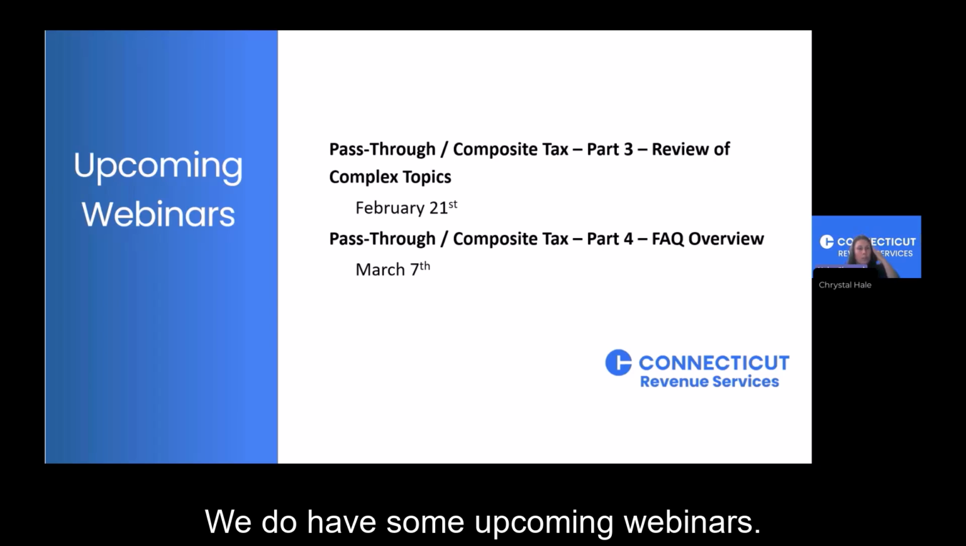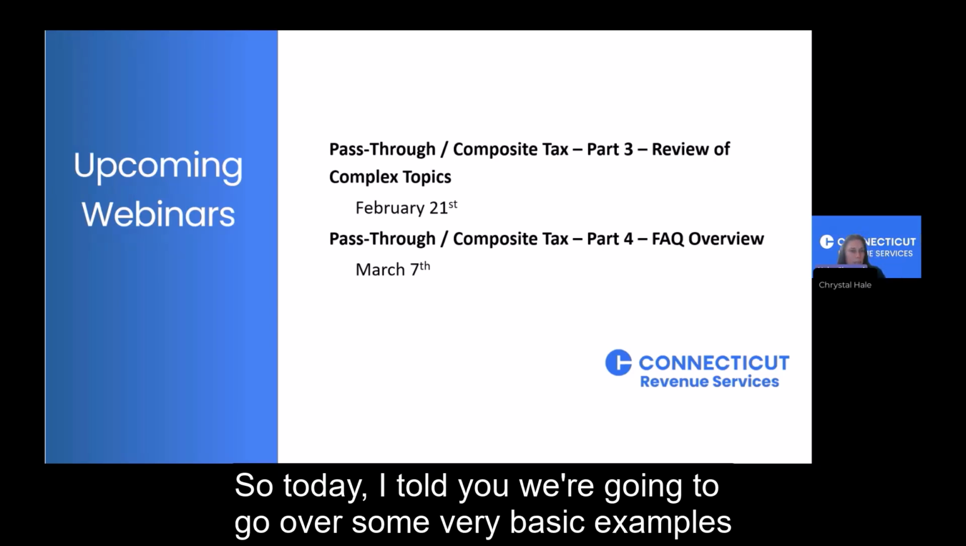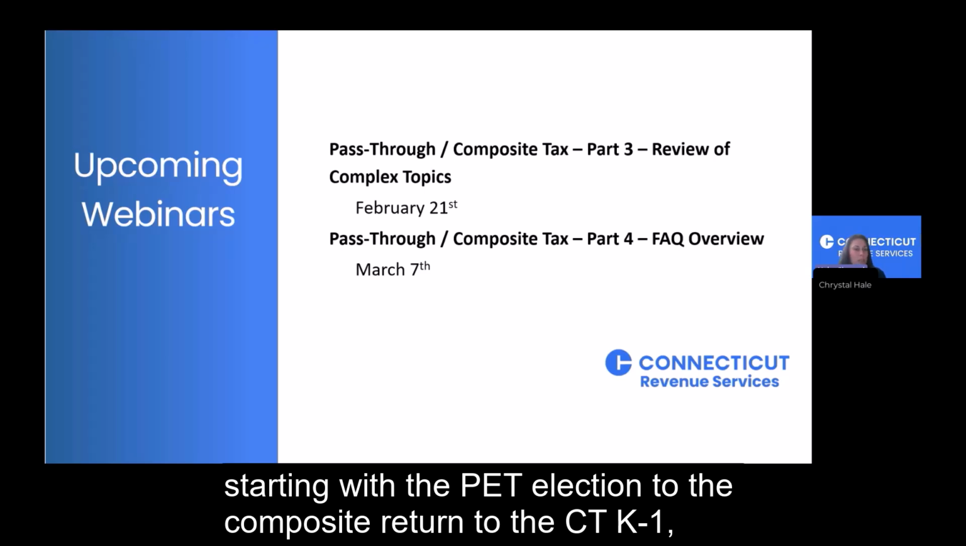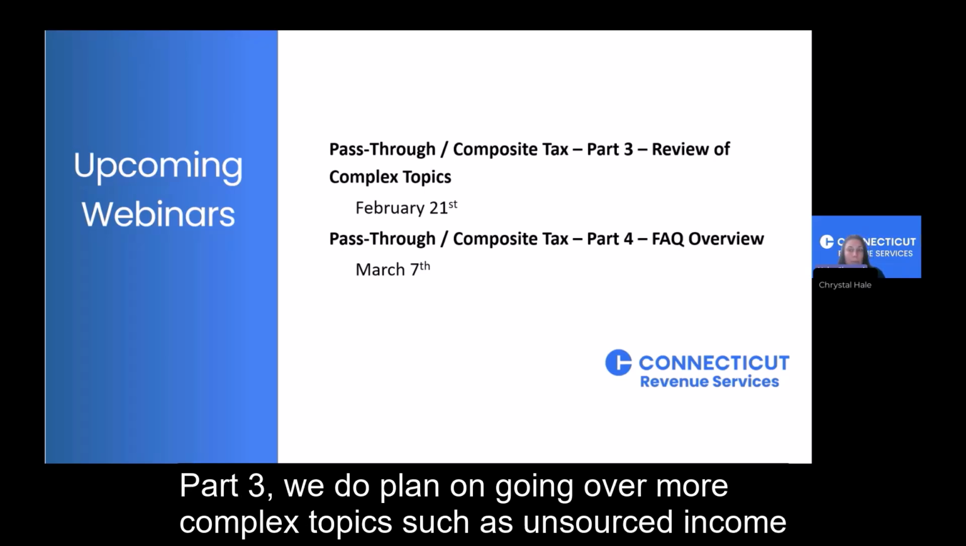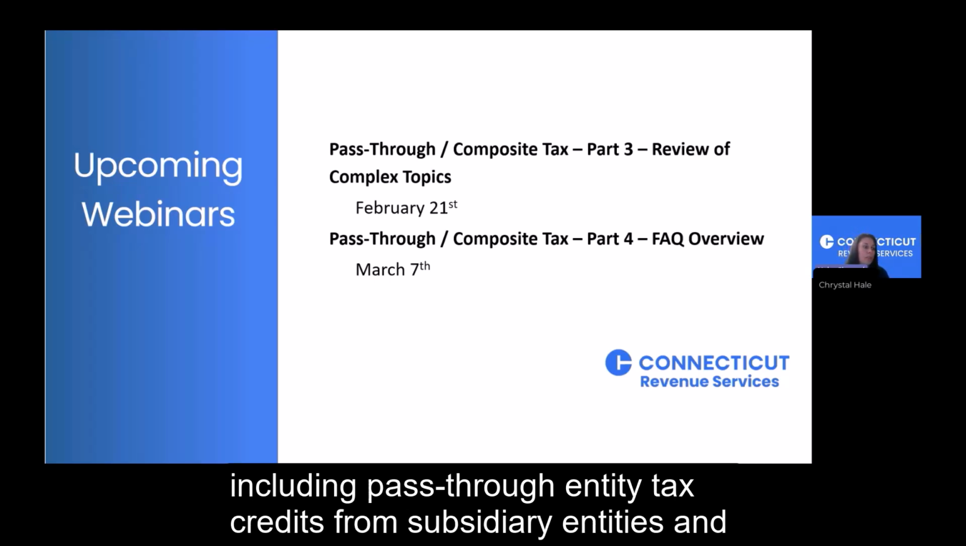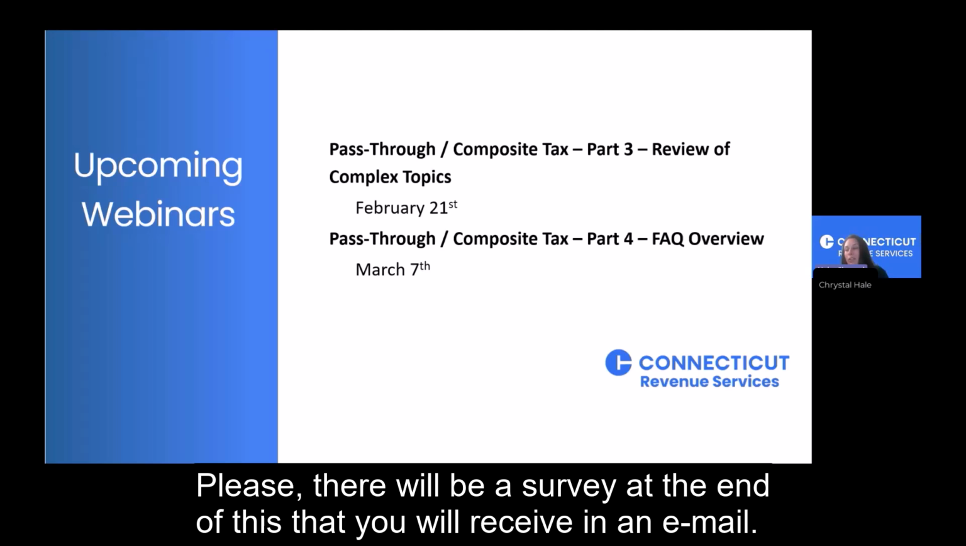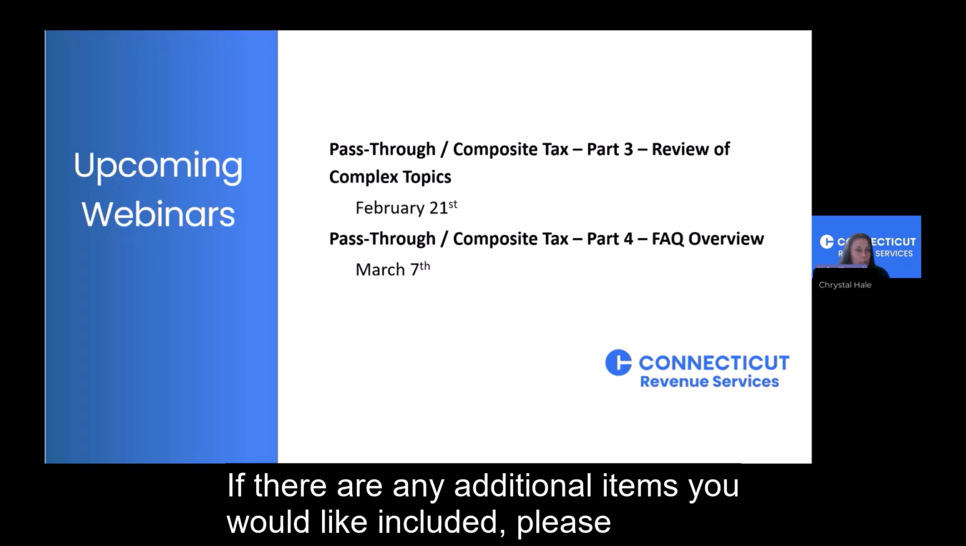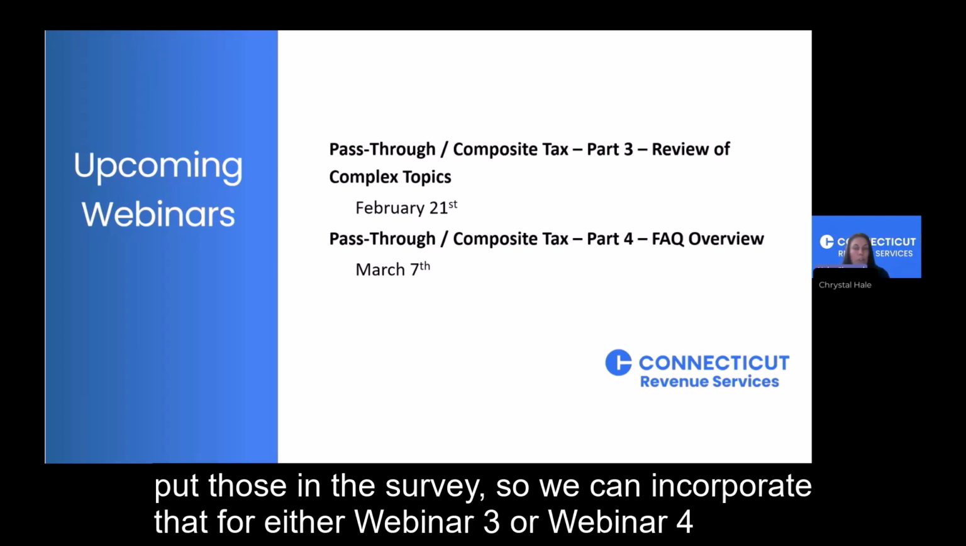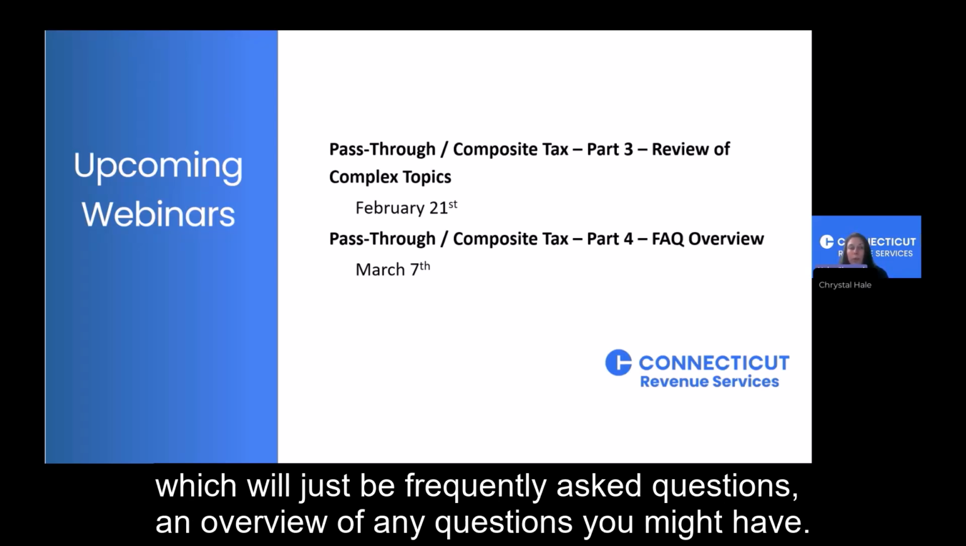We do have some upcoming webinars. So today I told you we're going to go over some very basic examples, starting with the PET election to the composite return to the CTK1. In Part 3, we do plan on going over more complex topics, such as unsourced income, including pass-through entity tax credits from subsidiary entities, and Connecticut source income from subsidiary PEs as well. There will be a survey at the end of this that you will receive in an email. If there are any additional items you would like included, please put those in the survey so we can incorporate that for either webinar 3 or webinar 4, which will just be frequently asked questions, an overview of any questions you might have.